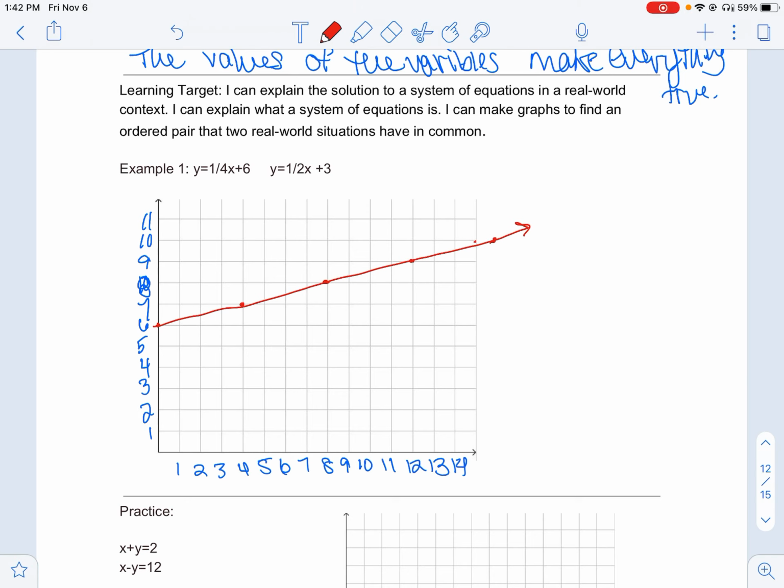Okay, so then I have a line. I'm going to choose another color. Alright, now I start at 3, and it goes up 1 over 2, up 1 over 2, and so on. Okay, and then I have my line through here.